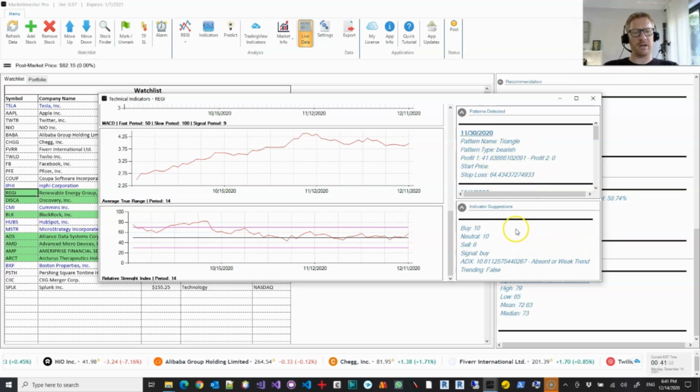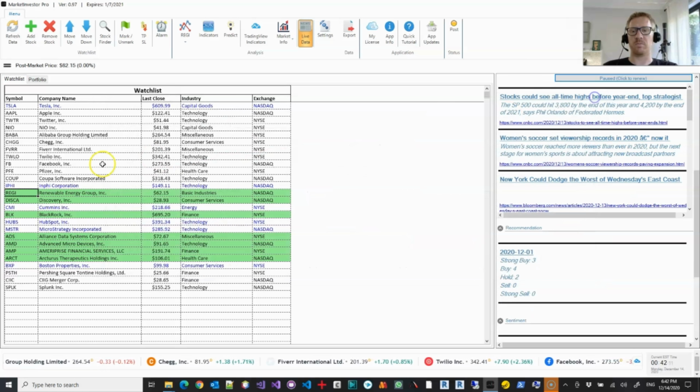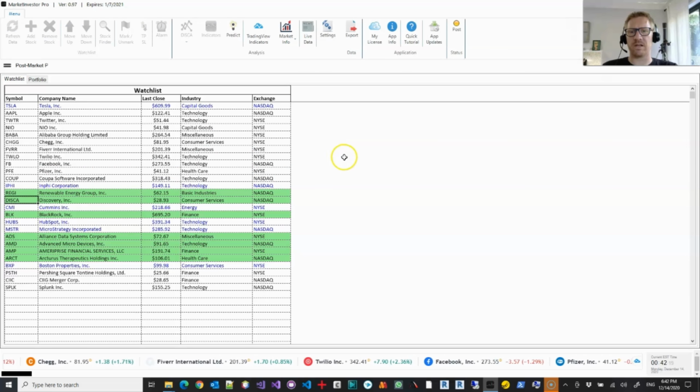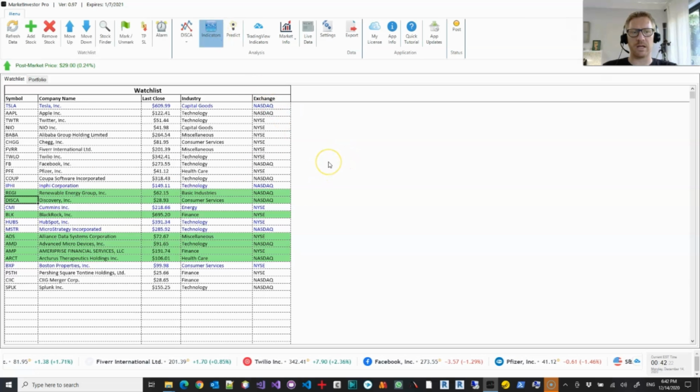But on the indicator suggestions, we see again a strong push for buy. This ADX indicator is an important indicator, and it tells you whether it's a very strong trending stock or not. It's absent or a weak trend at this moment, which doesn't make it a bad thing. It just gives you some more insight into what we're doing. Now, if we look at Discovery, I'm going to click on that and go to the indicators.